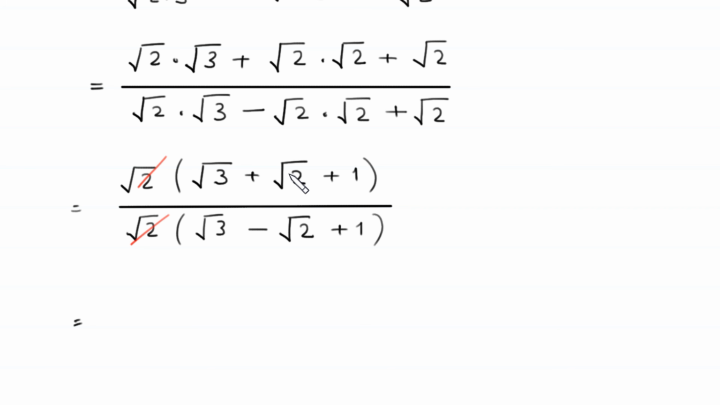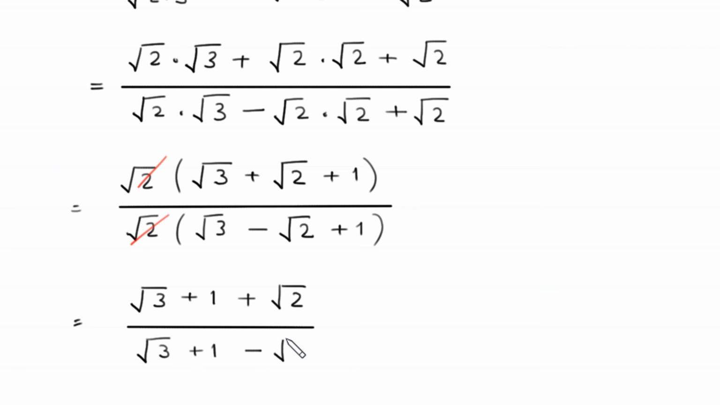This square root of 3 plus square root of 2 plus 1 can be written as square root of 3 plus 1 plus this square root of 2, divided by this square root of 3 minus square root of 2 plus 1 can be written as square root of 3 plus 1 minus square root of 2. Now we make a group of this square root of 3 plus 1, and in the denominator we make a group of square root of 3 plus 1, and we rationalize the denominator.